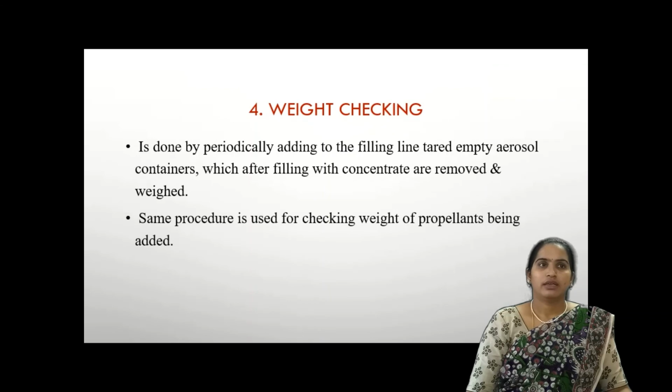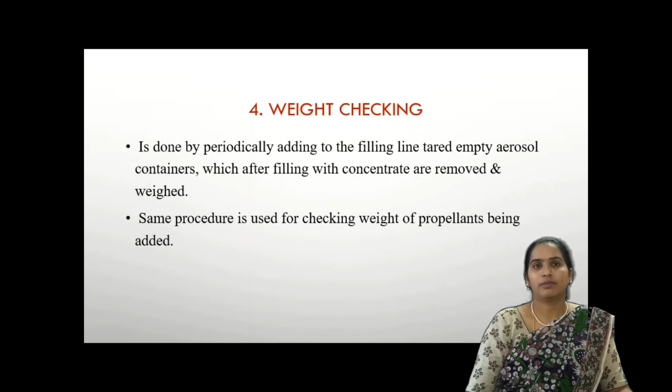Next, weight checking. It is done by periodically adding to the filling line tared empty aerosol containers, which after filling with the concentrate are removed and weighed. That will give you the net weight of the product concentrate. The same procedure is used for checking the weight of the propellants being added. In the same way, before filling the propellant, the tared containers are placed in the filling line and then filled with propellants, and they are reweighed. The difference in the initial and final weights gives the net weight of the propellant.